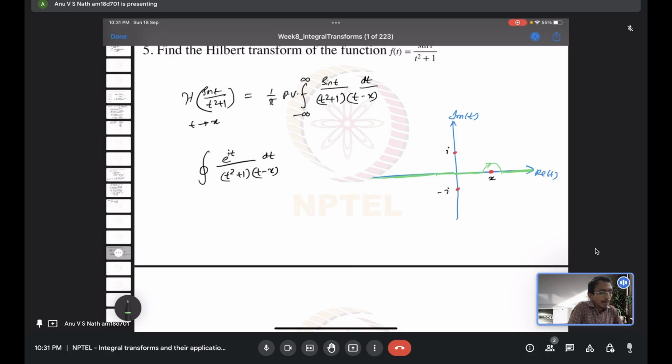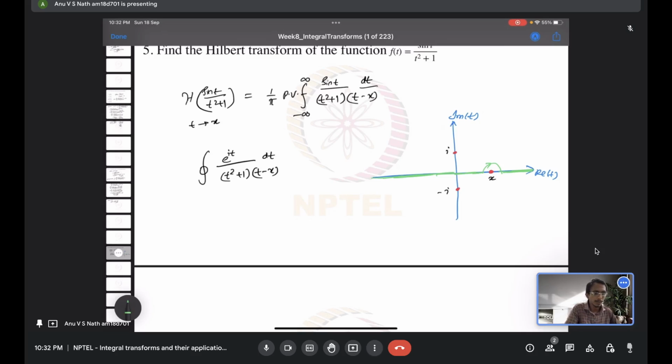So it's e raised to it. In an earlier class I explained a similar question, which has an exponential of i omega t. If you remember, when omega is greater than 0, similarly here omega is 1, which is greater than 0, we close it on the top half plane. Then only the integral over that arc will converge to 0.